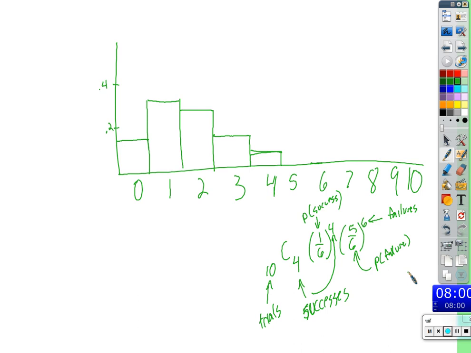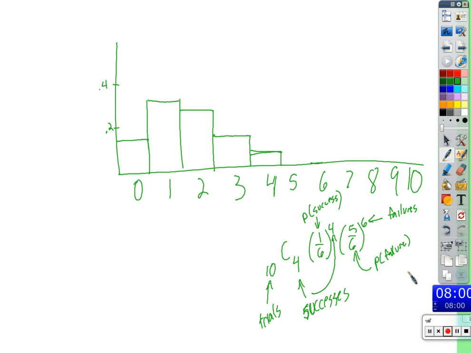Now, one more thing, just a question. What if I want to know the probability of getting at least one 5? At least one 5. Well, how many 5s am I allowed to get? One. You can get six. You can get nine. Ten? How about four? Five? Seven? Eight. Yeah. Anything that's one or more, I win, right?